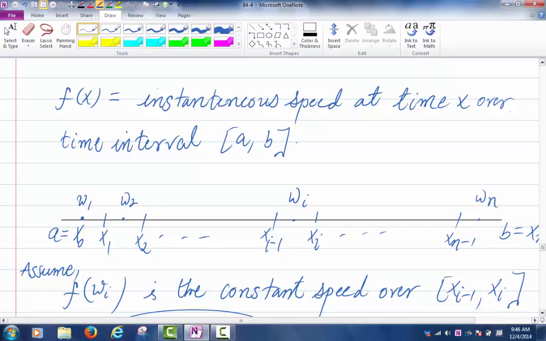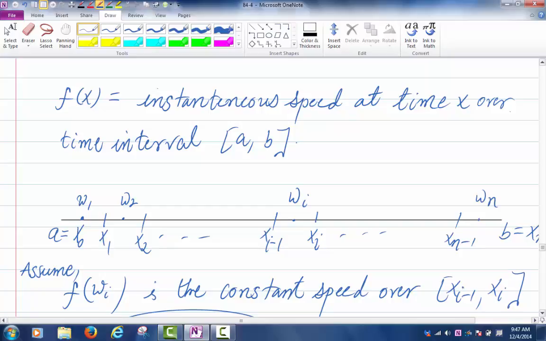If I give you a time interval, and I tell you the average speed of the object, can you give me the total distance covered over that time interval? What is that? Rate times time. Rate times time will give you the total distance.